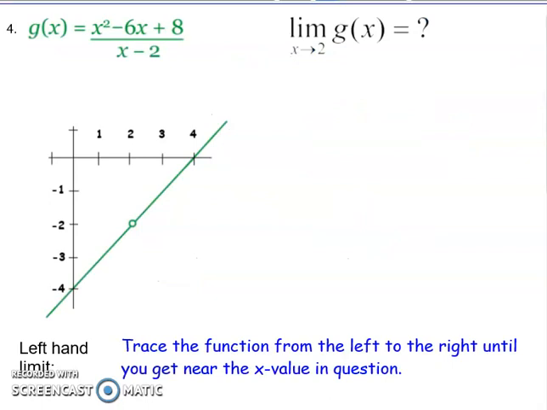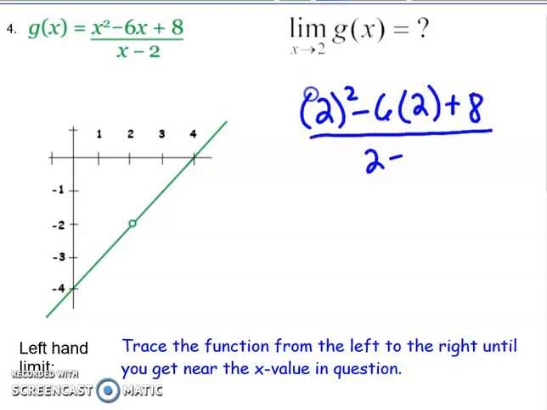Alright. Next one, we want to find the limit of g of x, where we're told that green function, g of x, is x squared minus 6x plus 8 all over x minus 2. We want to find the limit of that function as x approaches 2. And so let's see what happens if we use direct substitution. If I plug in 2 for x, I get 2 squared minus 6 times 2 plus 8 all over 2 minus 2. And so that's going to give us a 0 on top and a 0 on the bottom. And so this is where direct substitution does not work.